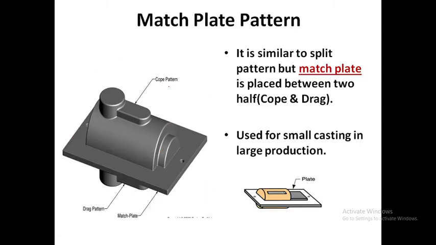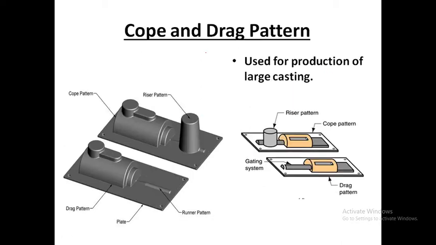Match plate pattern is one of the types of pattern. It is similar to the split pattern, but the match plate is placed between the two halves. It is used for small castings in large production. Next, cope and drag pattern, as we have earlier seen, is used for large castings. Now we have seen the patterns, so let us see the allowances.